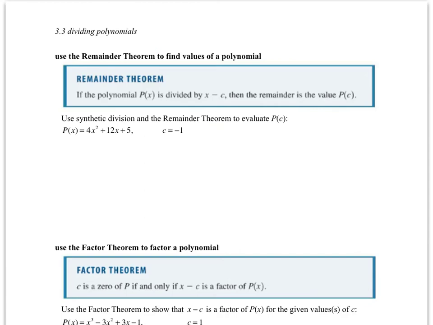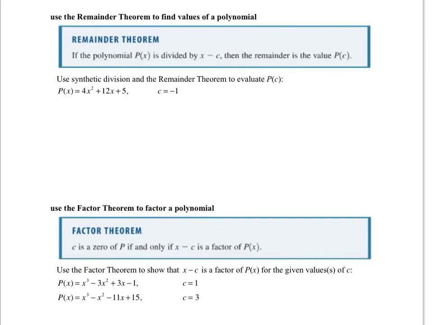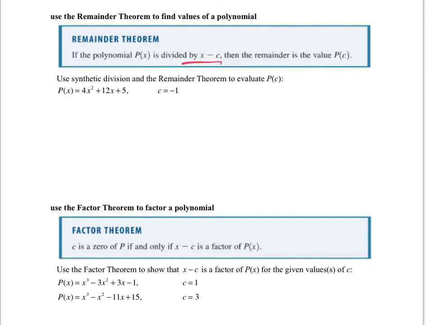And so we end up with something called the remainder theorem. Now the remainder theorem says that if the polynomial p of x is divided by x minus c, then the remainder is the value p of c. That's really interesting. So that means that for our previous two problems, the remainder that we got would be the same number that you would get if you substituted the number that's on the shelf into the polynomial.